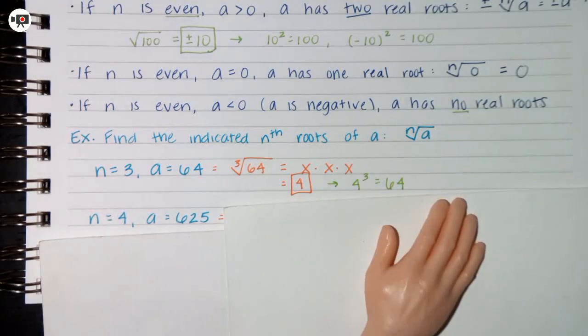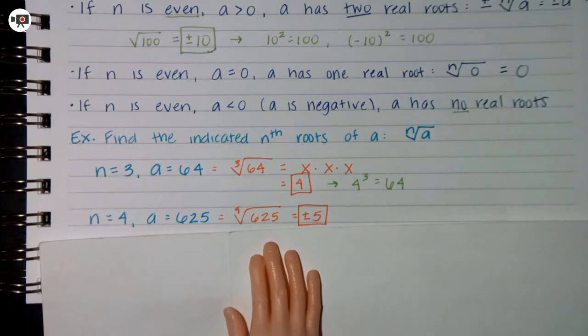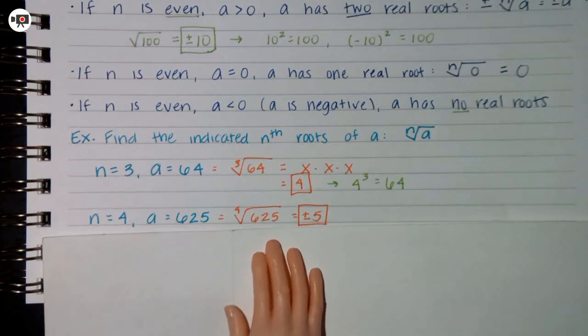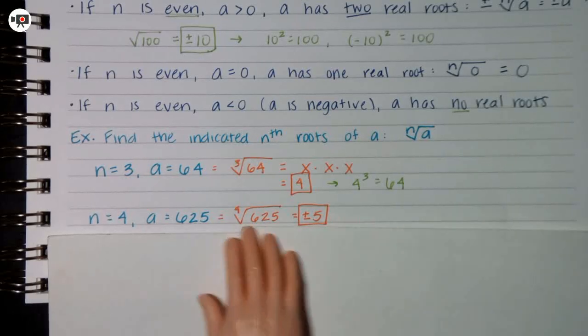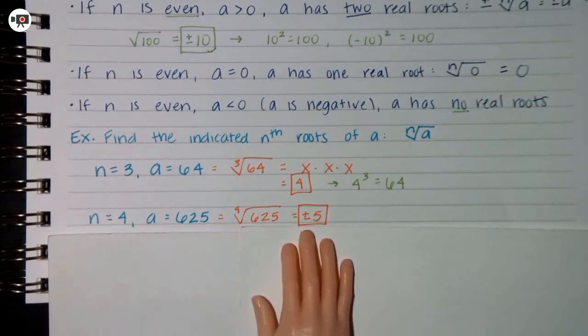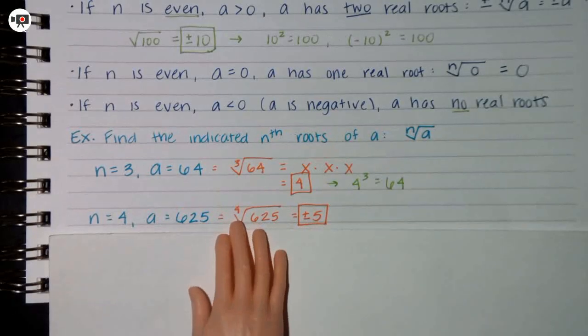Now if I try the 4th root of 625, I would rewrite that as the 4th root of 625 this way. And if you try the numbers, what times itself 4 times makes that, you would get positive 5 or negative 5. We know that we have plus or minus because the index is even.